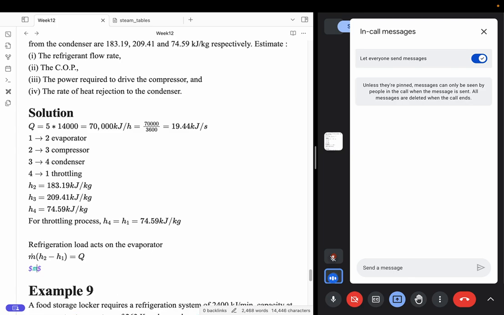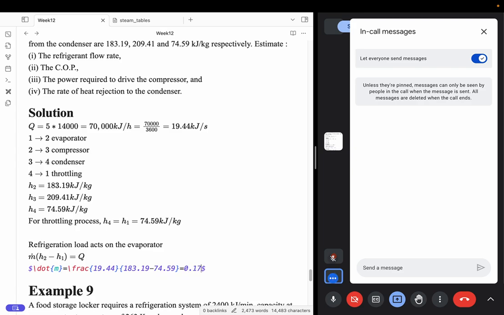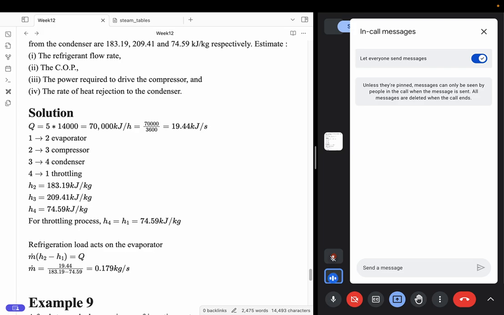So I need to calculate m dot. Q is 19.44 divided by H2 minus H1. H2 is 183.19 minus H1 is 74.59. That's around 0.179. We have m dot calculated. The second, we need to calculate the COP.